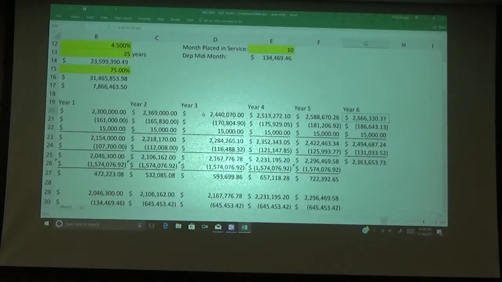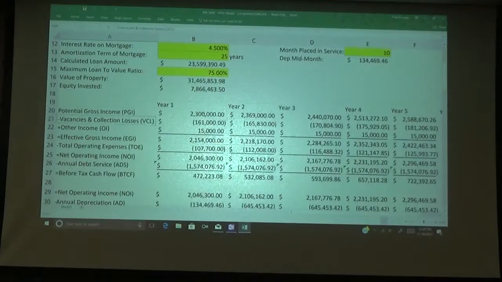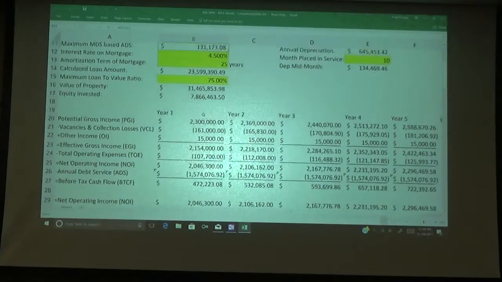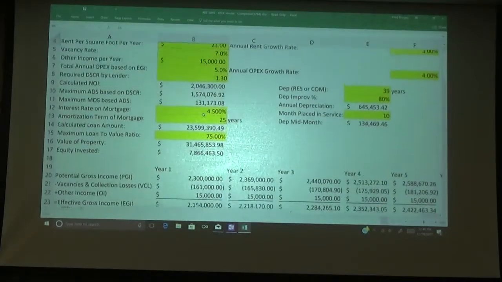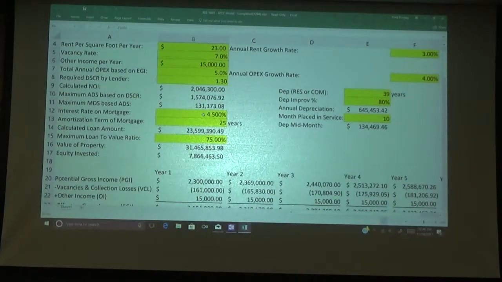Okay, and that continues all the way across. And I'm going to talk about year 6 here in just a second, but right now just focus on years 1 through 5. Are you multiplying by annual rent growth or annual OPEX growth rate? The income growth rate. Okay. Vacancies and collection losses, we're keeping it at a fixed percentage all the way across. In this case, I believe, yeah, 7%.